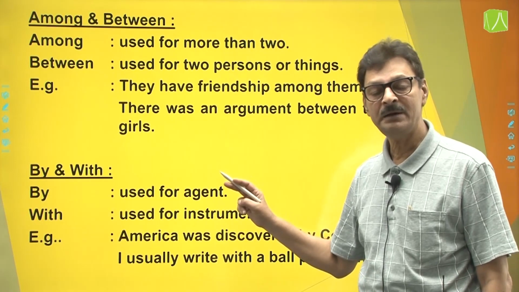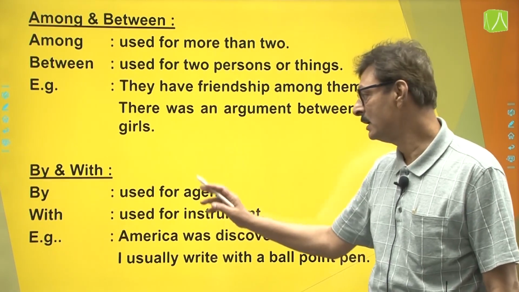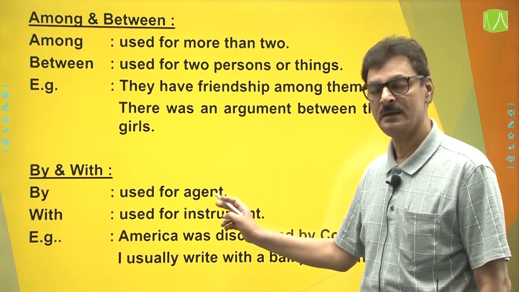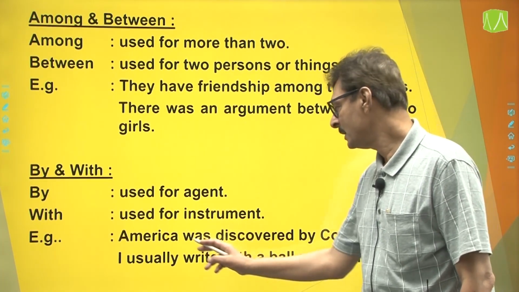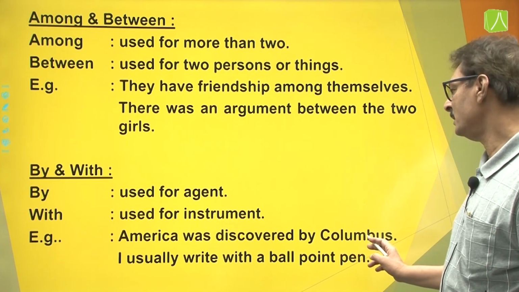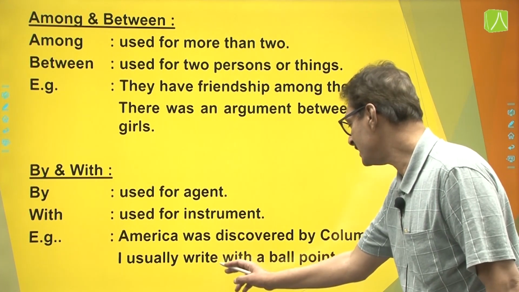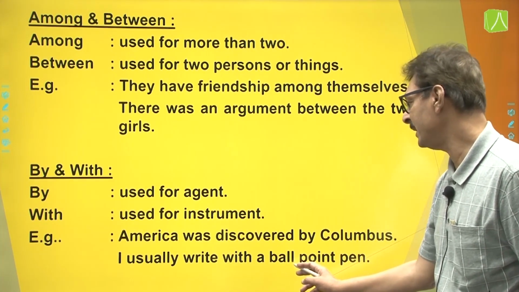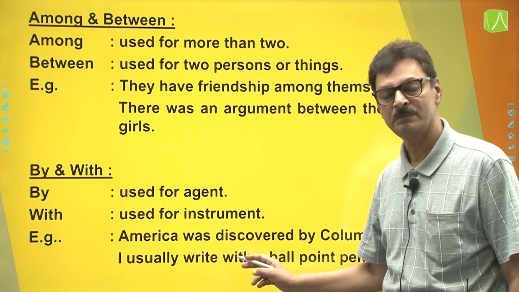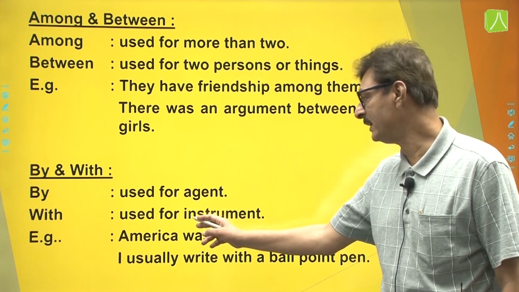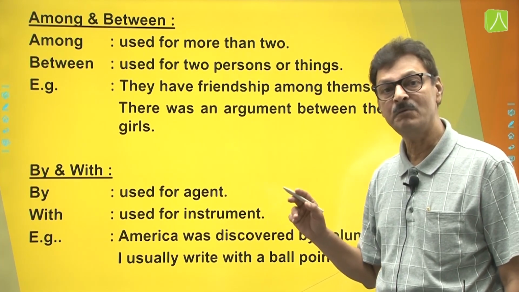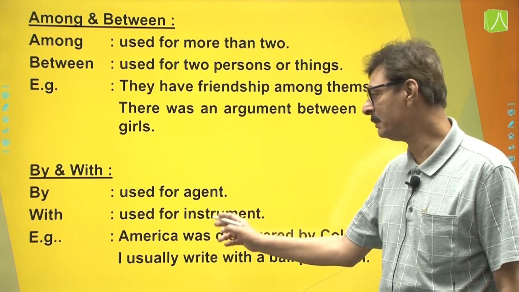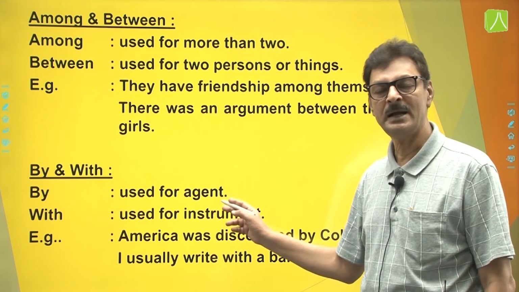Important one, by and with. Many a time it is confusing. So by is used for agent, whereas with is used for instrument. America was discovered by Columbus, agent. I usually write with a ballpoint pen. So whenever you use an instrument, we use with and not by. I write by a pen नहीं, I write with a pen. Please remember this. With is used for instrument and by used for agent.